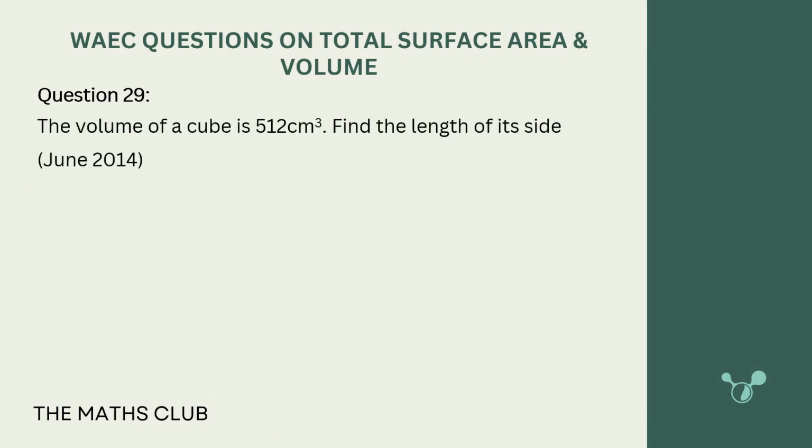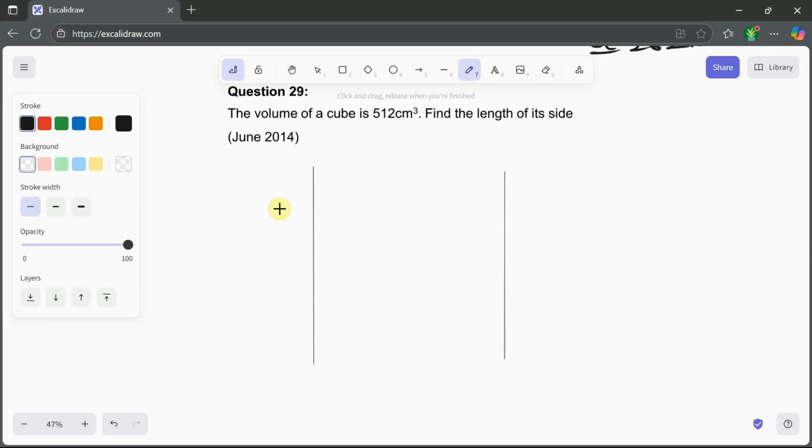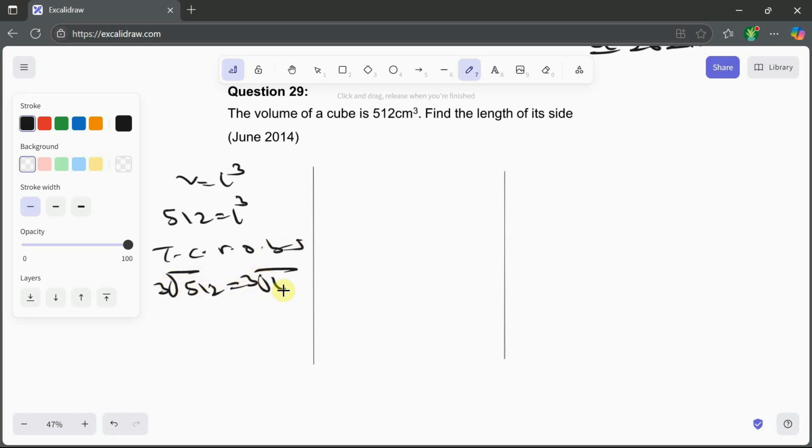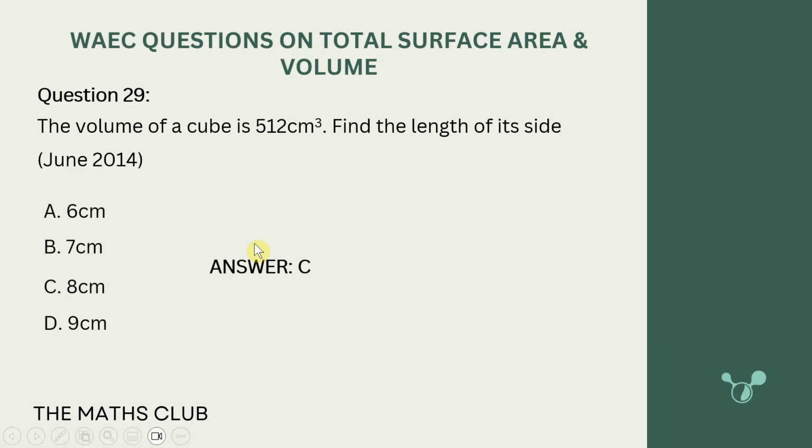Question 9 says that the volume of a cube is 512 centimeter cube. Find the length of its side, from June 2014. So for a cube, the volume is L cube. And we're told this is 512, equal to L cube. So if I take the cube roots of both sides, cube root of 512 is equal to cube root of L cube. So what's our L? Cube root of 512 is 8. So the length of each of the sides is 8 centimeters. Let's see if we're correct. Great, option C.